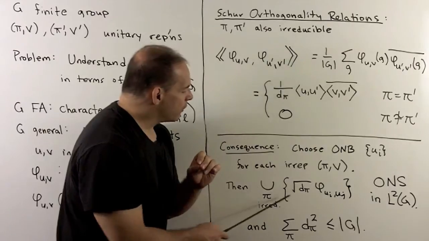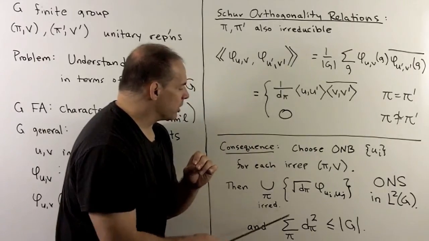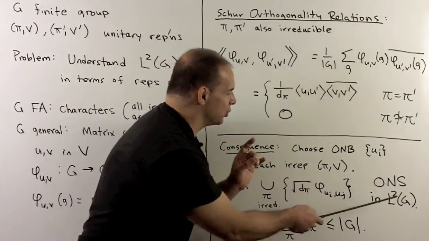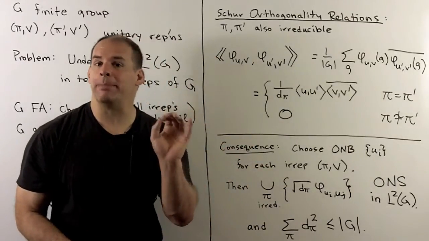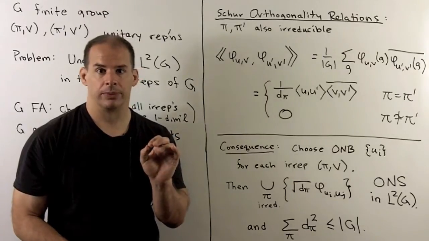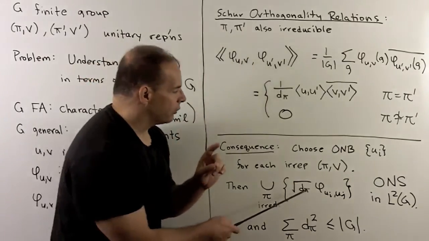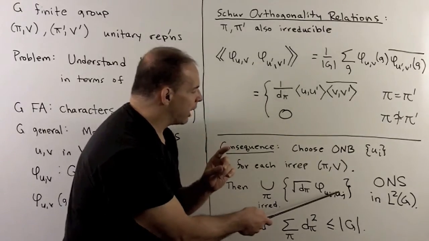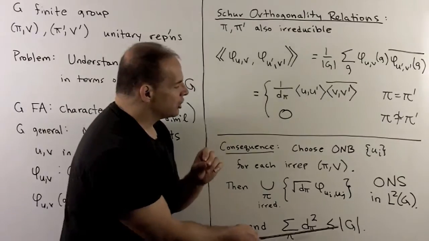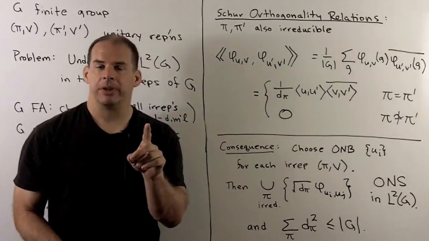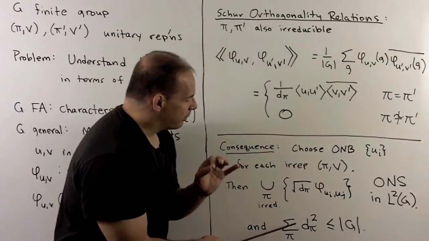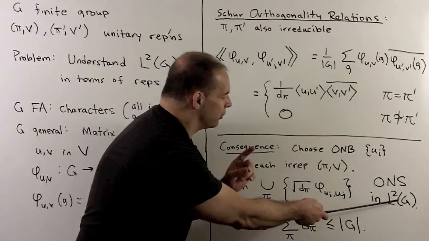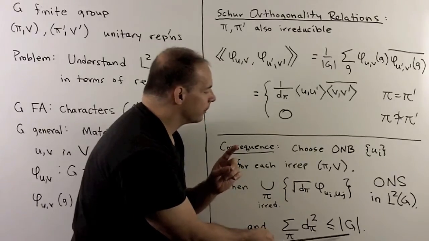If we take the union over all irreducible classes for G, we're going to have an orthonormal set in L2(G). And we can hope that that's going to be a basis of L2(G). Another consequence: if I sum over all irreducible classes, we have dimension squared here. Note, the dimension of L2(G) is just the order of G. So we have this inequality comparing the dimensions to the order of the group. If we have a basis for L2(G), then we have equality here.